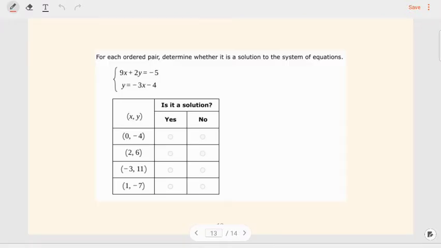So for each ordered pair, and this is what your homework assignment is going to look like. It's going to look just like this. So for each ordered pair, determine whether it is a solution to the system.